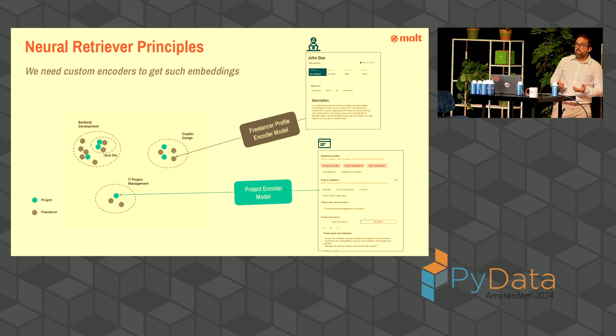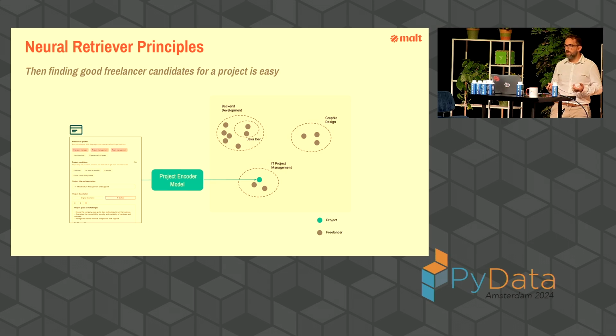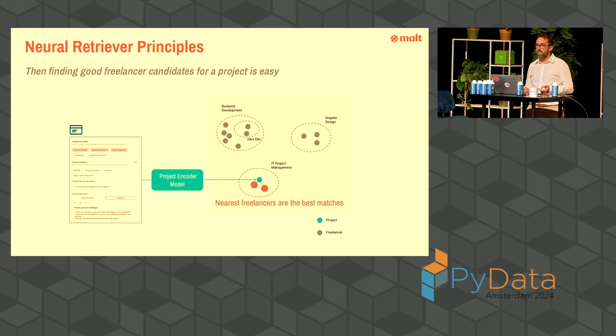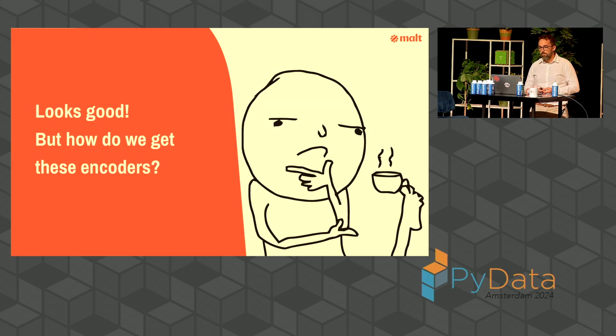To get that latent space, we will need encoders. Since profiles differ a bit from the project briefs, we will need two encoders. But if we manage to get these encoders, then it's fairly easy to do the retrieval. When we get a new project, we just have to encode it and get its embedding, so basically its coordinates, and then we just have to look around. Who are the closest freelancers? The nearest would be the best matches that we would send to the ranking phase after. So that looks good, but how do we get these encoders?